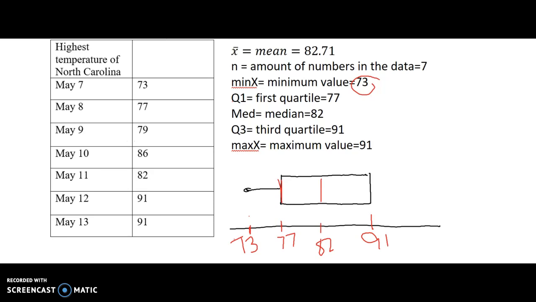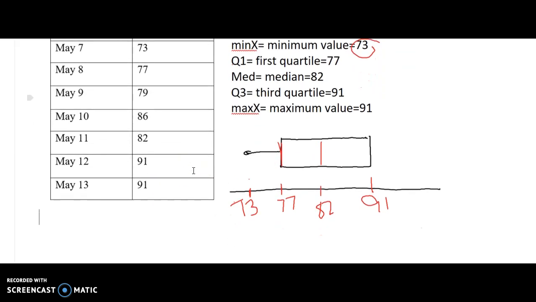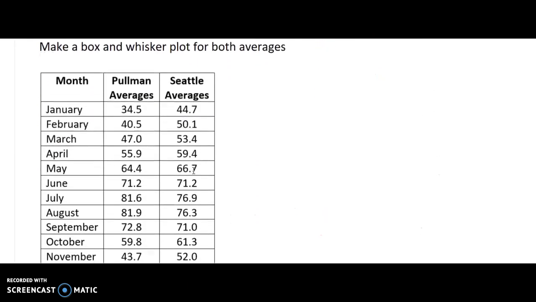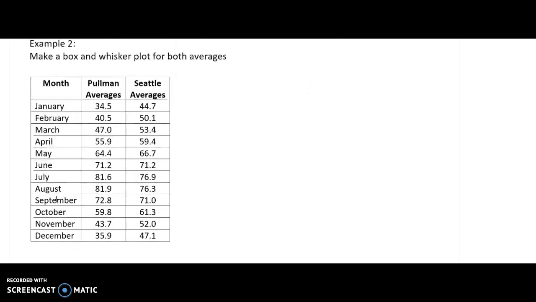So thank you guys. Hopefully that works and helps you understand how to draw box and whisker plots. Try drawing a box and whisker plot for this set of data. This would be 2 box and whisker plots, one for Pullman and one for Seattle. So take a minute and write this down in your notebook and make a box and whisker plot using the same information I did in the previous example.